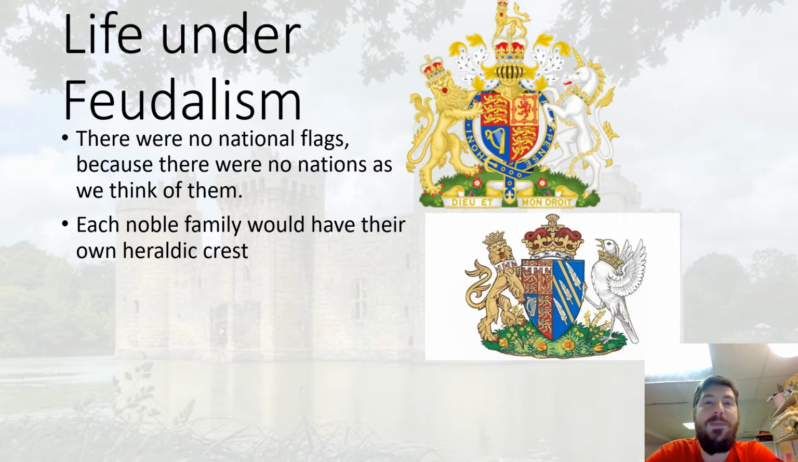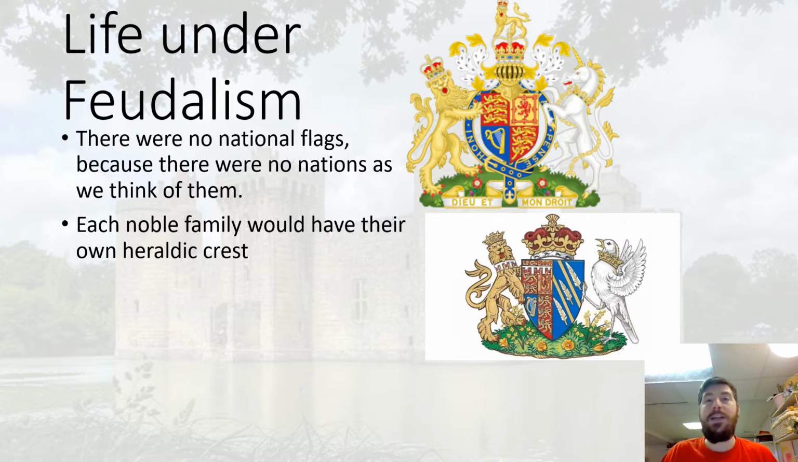Sometimes they would be very simple, just colors and a couple symbols on a shield. But those colors and those shields, those could be painted on your shield. Those could be put on your tunic that you wear over your armor. Those could be put on a flag. And every noble family, every nobleman had their own heraldic crest that was for them specifically.